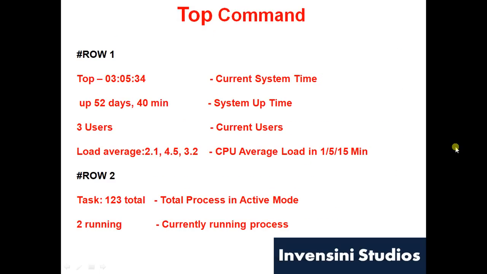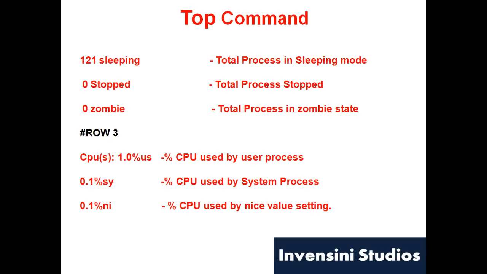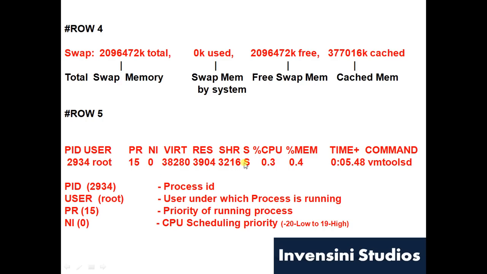Now we are trying to understand the top command in great detail. We want to understand each and everything, what it actually means, and only then can we analyze our system performance or any process. The first row shows the current time, the system uptime, the current users, and the CPU average load in 1, 5 and 15 minute intervals. The second row shows the total process information, the third row shows the CPU information, the fourth row talks about the memory, and similarly the fifth row talks about swap.